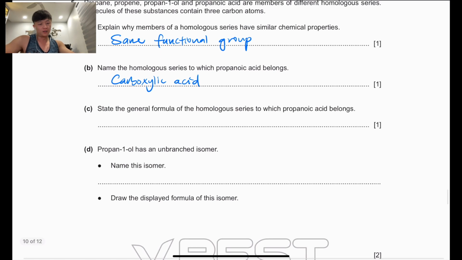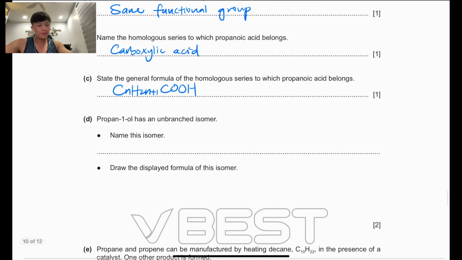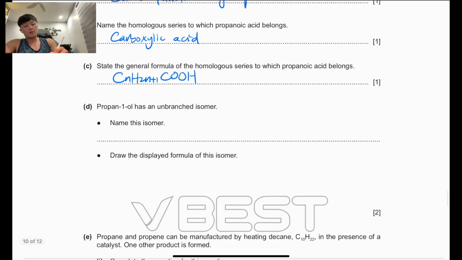General formula of carboxylic acid: CnH2n+1COOH. Okay, so you see propan-1-ol has an unbranched isomer. So what is this isomer? Remember, isomers of alcohol are based on different positions of the OH. Propan-1-ol means the OH is attached to the first carbon. So the isomer could be propan-2-ol.